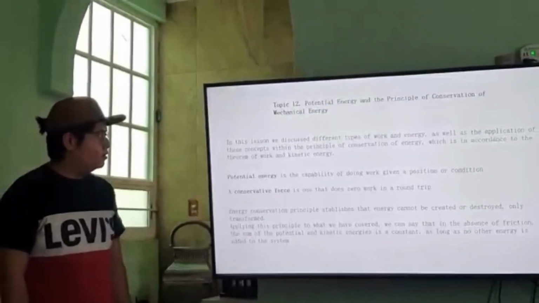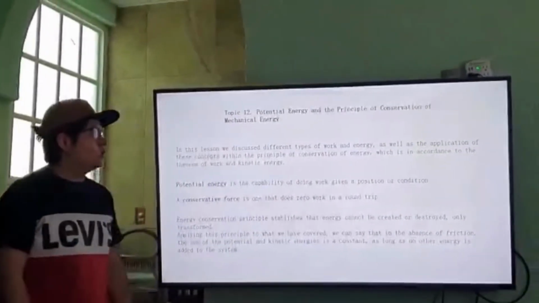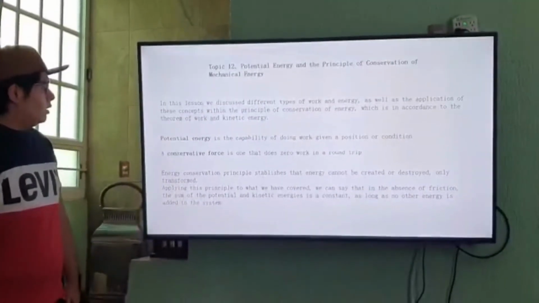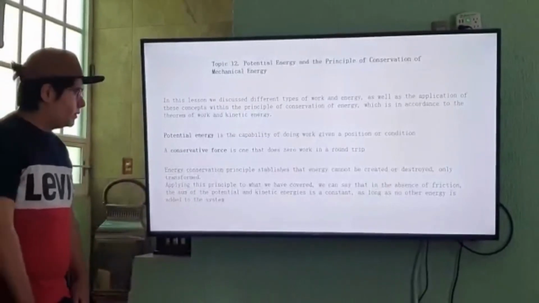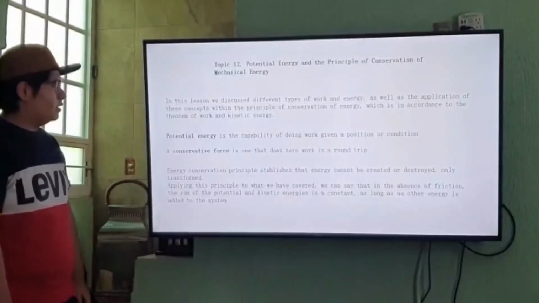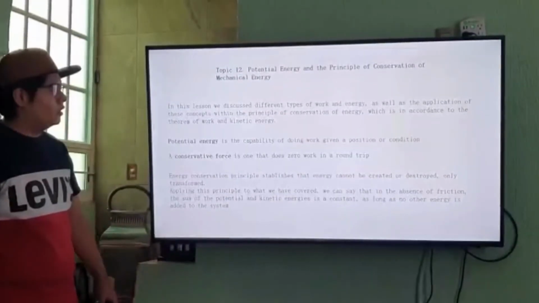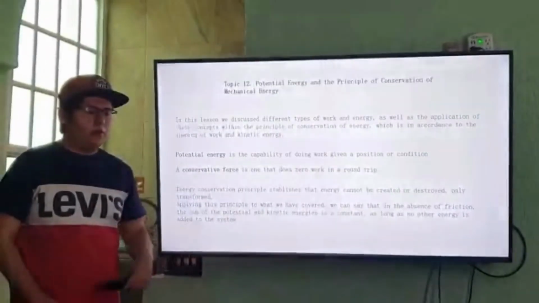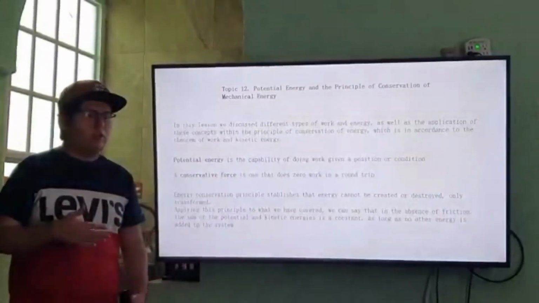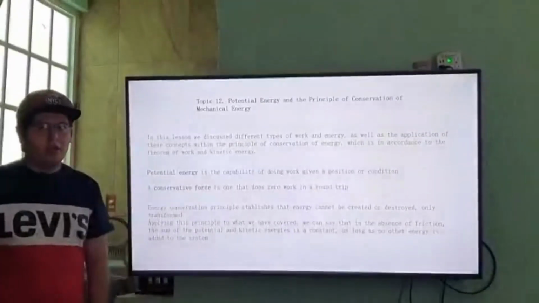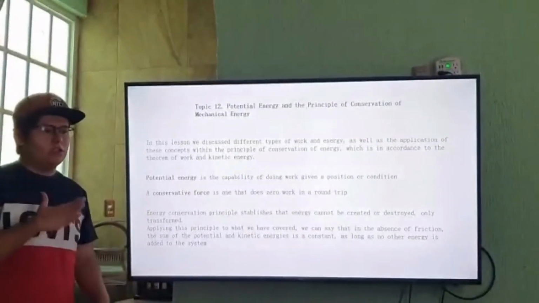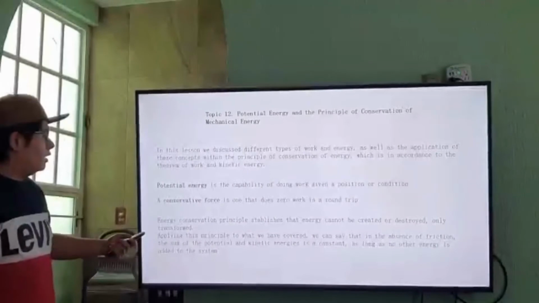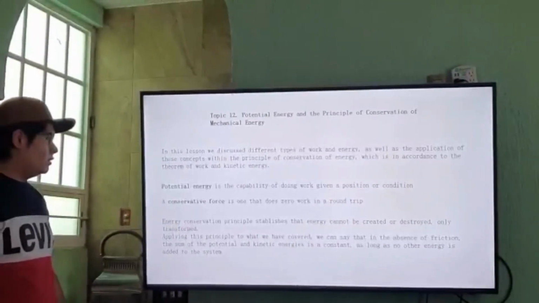And topic 11 also talks about more concepts, the potential energy and the principle of conservation of mechanical energy. For this, we need to learn more concepts. Potential energy is the capability of doing work given a position or condition. This talks about the angle of how something is moving another thing with the work at certain degrees or certain conditions. And the conservative force does zero work in a round trip.